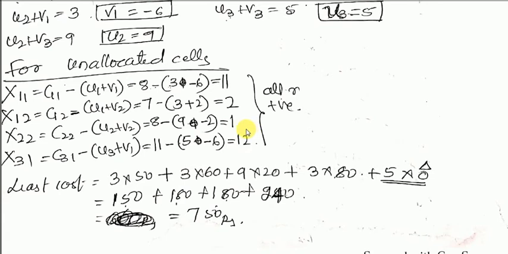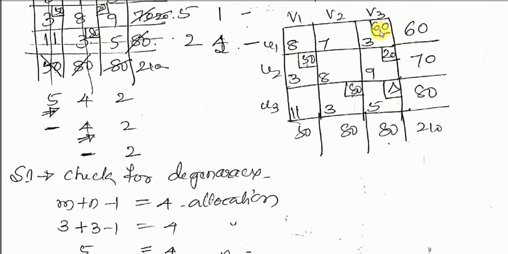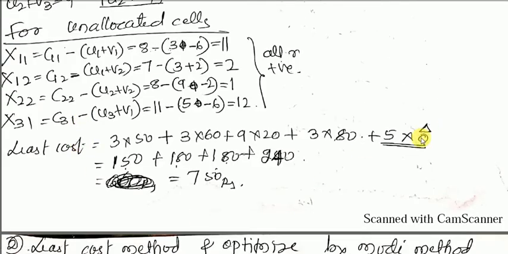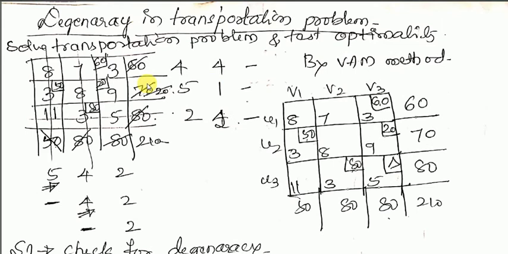I explained in the MODI method of optimality test that if the values of x are positive, then it satisfies the problem. Right. So there is no more step we have to go. Here it completes the problem, and we have to calculate the value. 3 into 50, 3 into 60, 3 into 80, 9 into 25. You cannot take delta, because the delta value we are considering is 0. 750 is the answer.